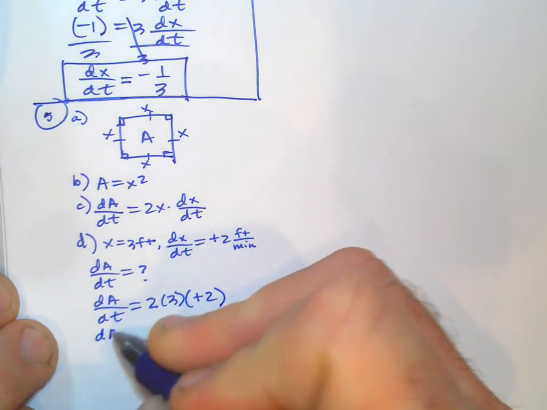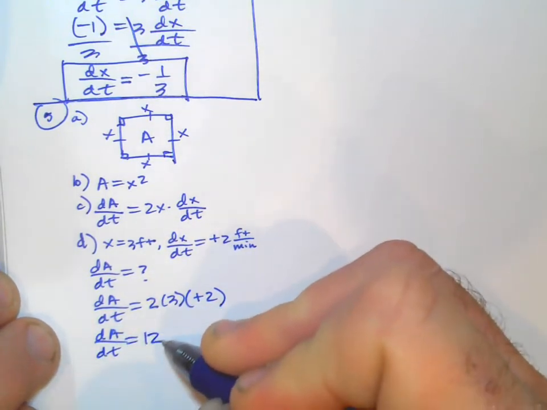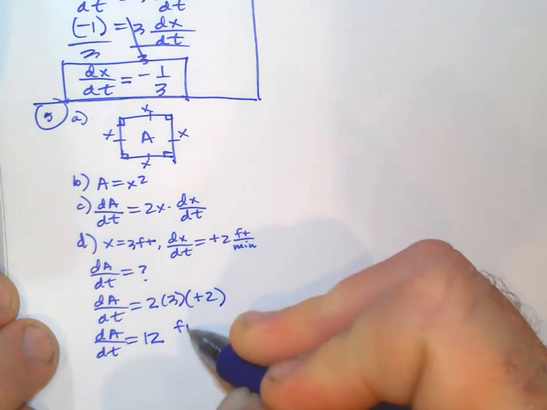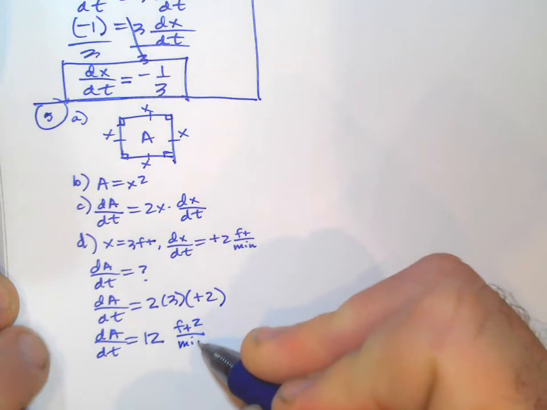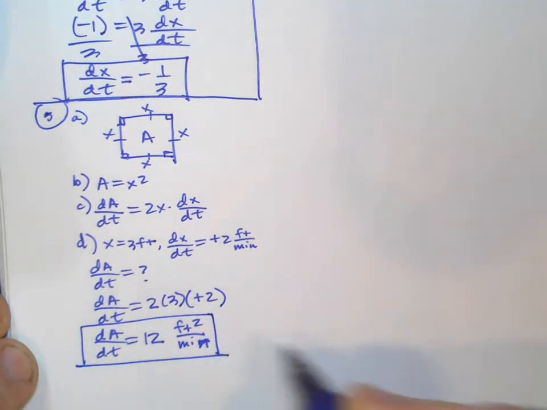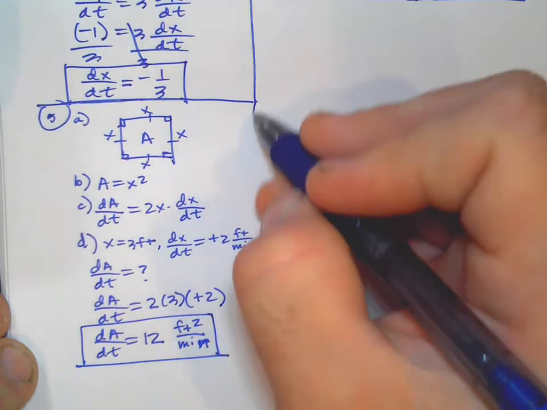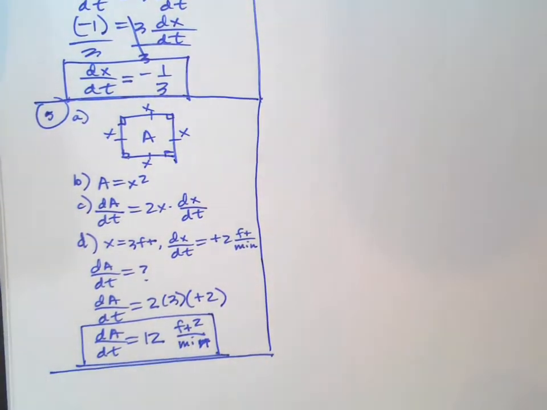And so dA/dt equals 12. Now, the units on this problem are feet squared, because it's area, over time, which is minutes. There you go. So that one's a little more like what we're doing in class, but they kind of helped you out along the way.